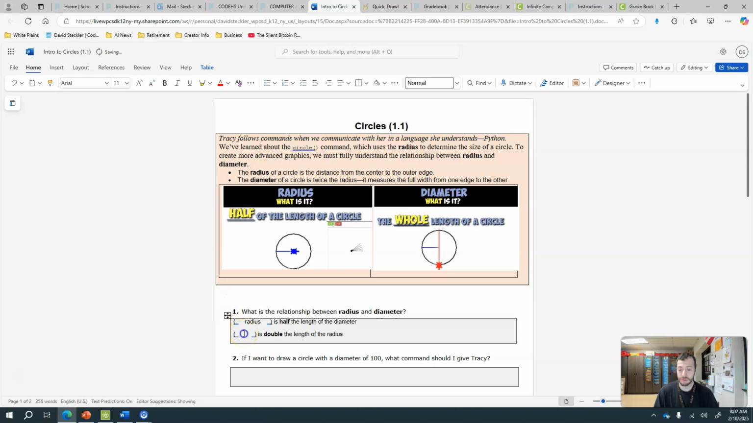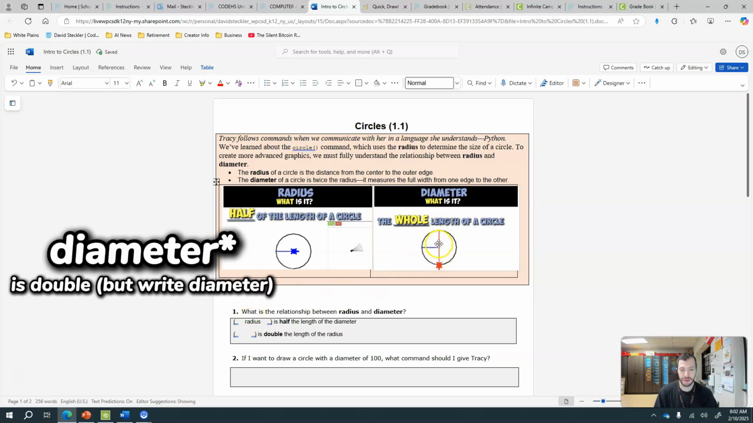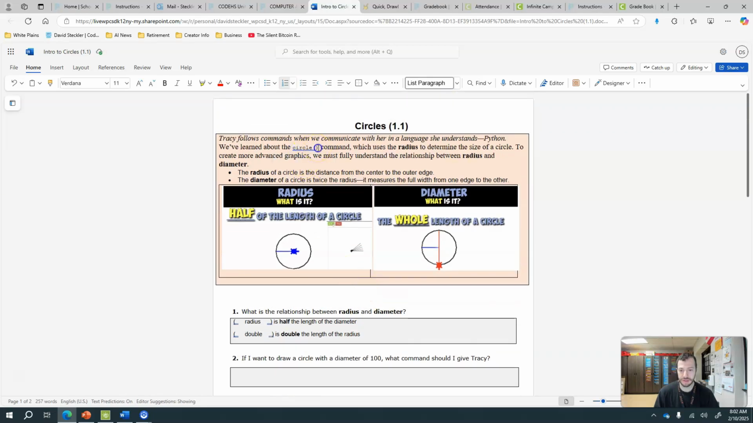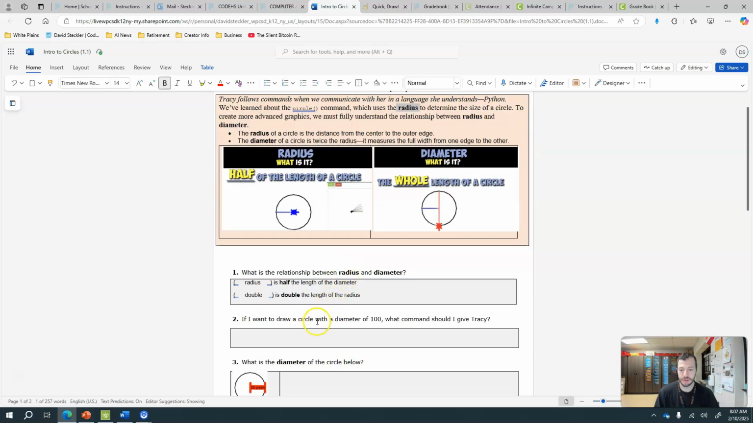Blank is double the length of the radius. So this is phrasing it from the other perspective, but the diameter is double the length of the radius. If you want to draw a circle with a diameter of 100, what command should I give Tracy? Well, the command that Tracy recognizes is called circle. And when we input that command, we use the radius to determine the size of a circle. So if we wanted a circle with a diameter, a full length of 100, which would be fully across, we must tell her what the radius distance is.